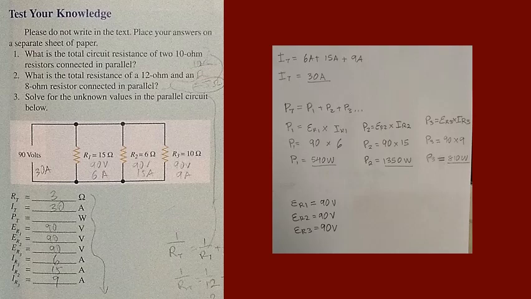Now we have our I total, which equals the current flow at resistor 1, current flow at resistor 2, current flow at resistor 3, and we have all of those three. We just got those, which are 6, 15, and 9. Add those up, you get 30 amps.